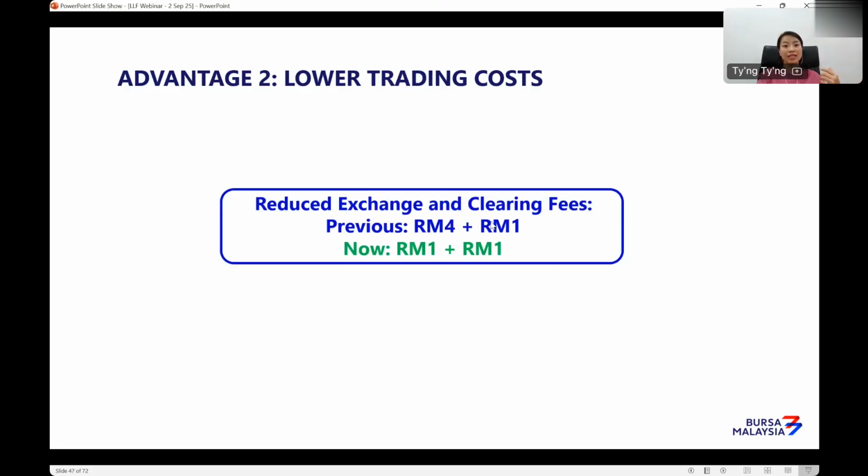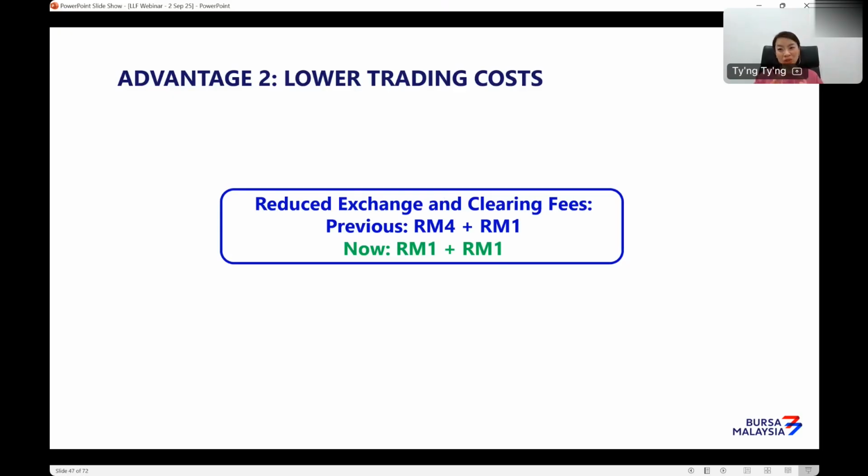And with this relaunch, Bursa Malaysia Derivatives has reduced the exchange and clearing fees. For futures, we have three parts that combine for your commission: the exchange fees, the clearing fees, and your brokerage, which is charged by the broking house. From the exchange perspective, previously the exchange fee was 4 ringgit Malaysia. Right now they have reduced it to 1 ringgit Malaysia per contract. Your clearing fee is also 1 ringgit Malaysia, so they maintain that. So your exchange plus clearing fees is about $2 only, plus your brokerage, so it is about $7 or $8 per side.